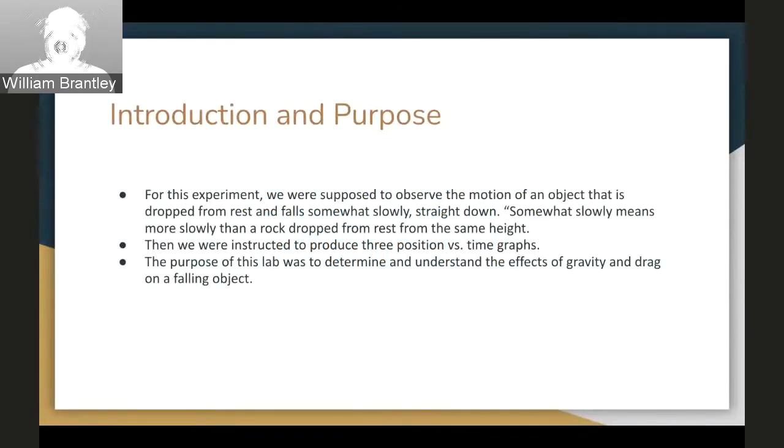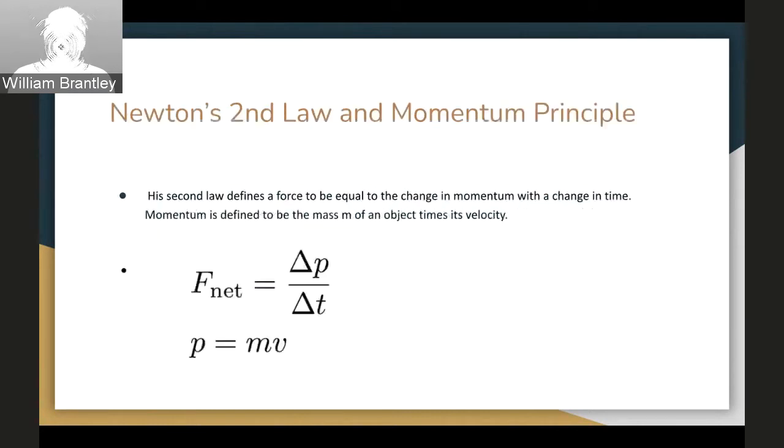Introduction and purpose. For this experiment, we were supposed to observe the motion of an object that is dropped from rest and falls somewhat slowly straight down. Somewhat slowly means more slowly than a rock dropped from rest. Then we were instructed to produce 3 position versus time graphs. The purpose of this lab was to determine and understand the effects of gravity and drag forces on falling objects.